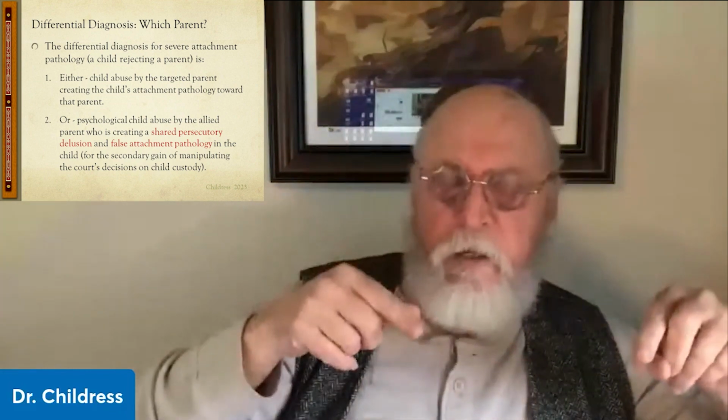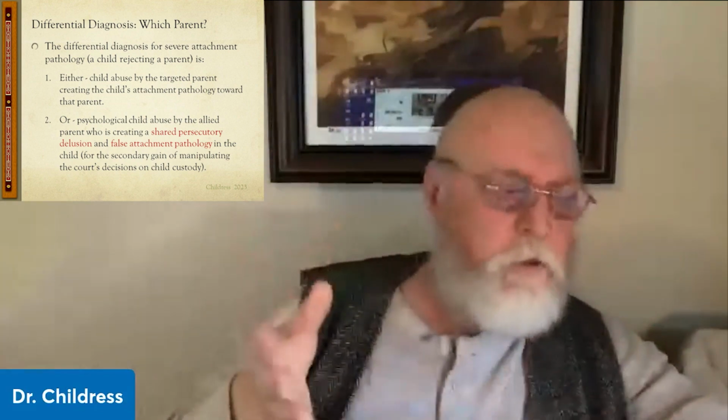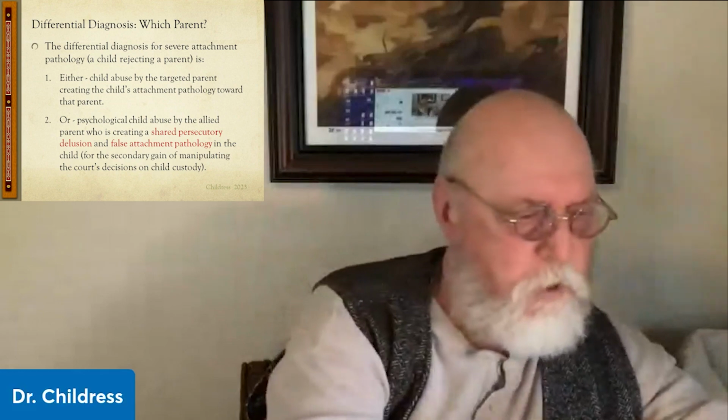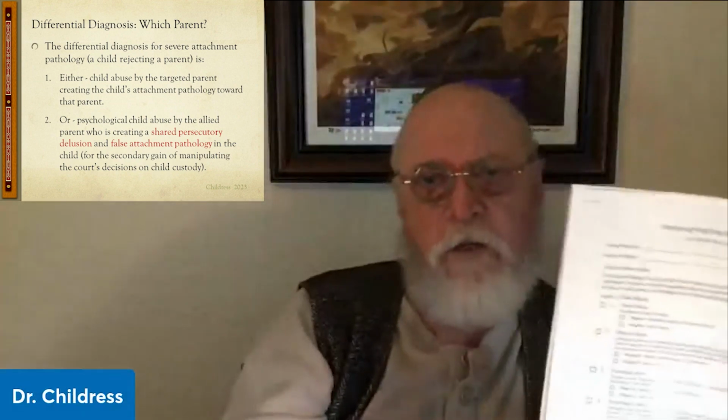Going back to the beginning, is attachment pathology. It's either child abuse by the targeted parent or it's psychological abuse by the allied parent. So let's rule out child abuse by the targeted parent. You do that by the parenting practices rating scale. You identify what their parenting is. If it's level 1 or 2, that becomes the focus.